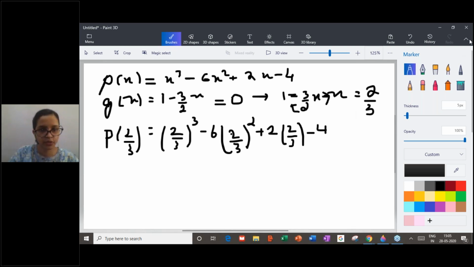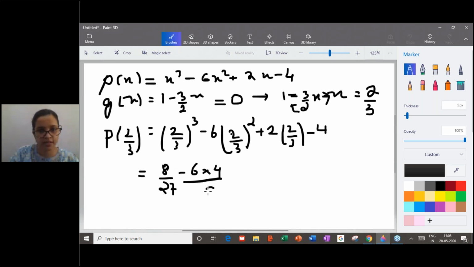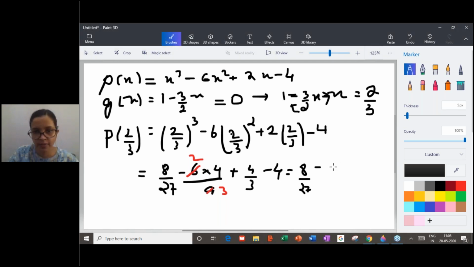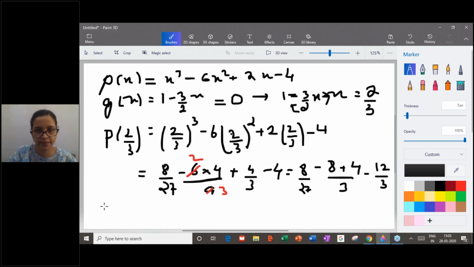Okay, so now what do you get? 2 cube is 8. 3 cube is 27. Minus 6 into 4, right? 2 square is 4, 3 square is 9. Plus 4 by 3. Minus 4. Now I'm just going to simplify this one here. Okay. So now what do you get? You get 8 by 27 minus, just add these two fractions. So it will be minus 8 plus 4 by 3 minus, just multiply 4 into 3, so it will become 12 by 3. So what will it become? 8 by 27 minus 12. No, sorry, it won't be 12.